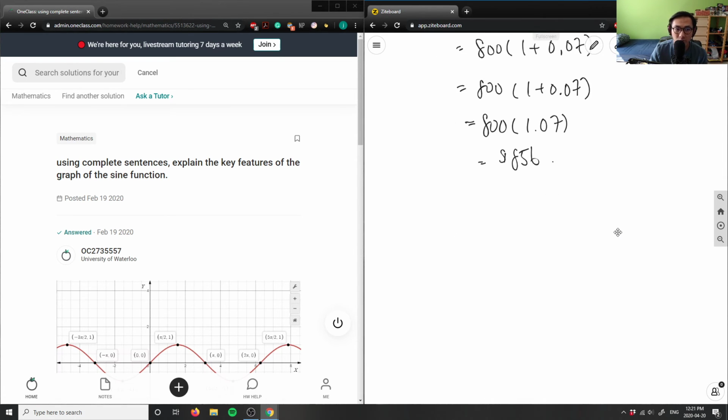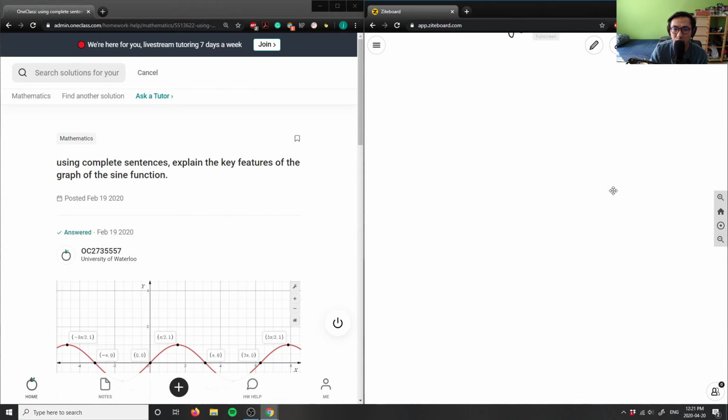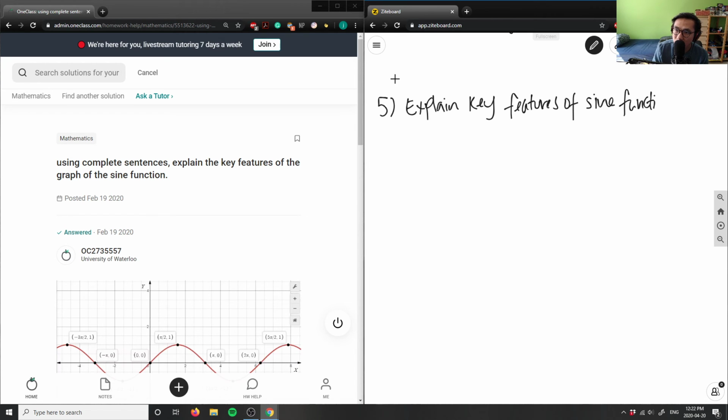Yeah, this is question 5. Using complete sentences, explain the key features of the graph of the sine function. Okay, so this is a grade 11 problem where it's approaching sinusoidal functions for the first time. It says explain key features of sine function.